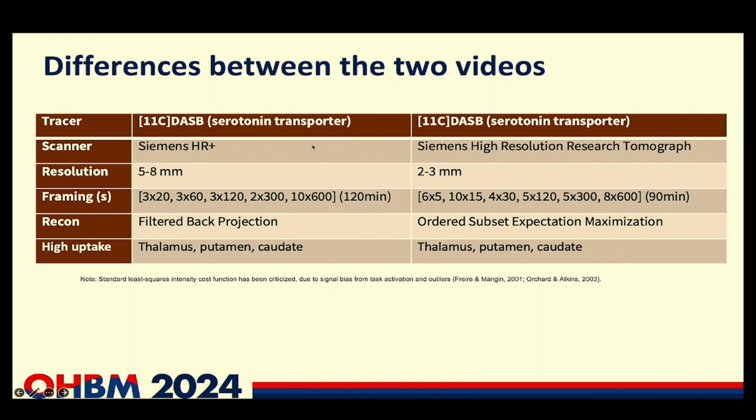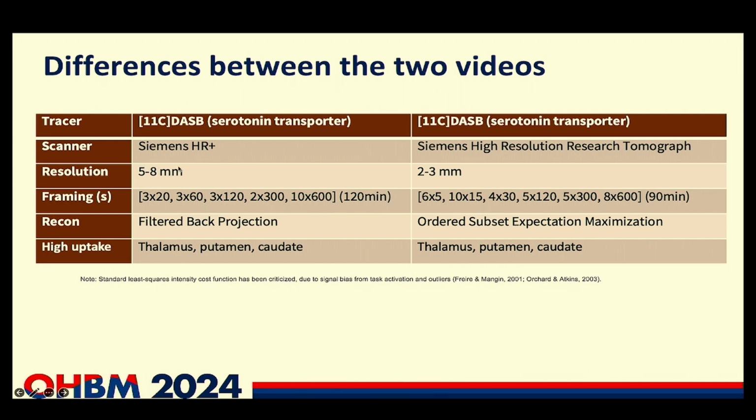I can tell you that both examples are using the tracer 11C-DASB, which is targeting the serotonin transporter. The differences are that these were acquired from two different scanners. First, the Siemens HR Plus scanner, that was example 1, whereas the second one I showed you that looked like it had higher resolution, and that's correct, was from the Siemens High Resolution Research Tomograph.